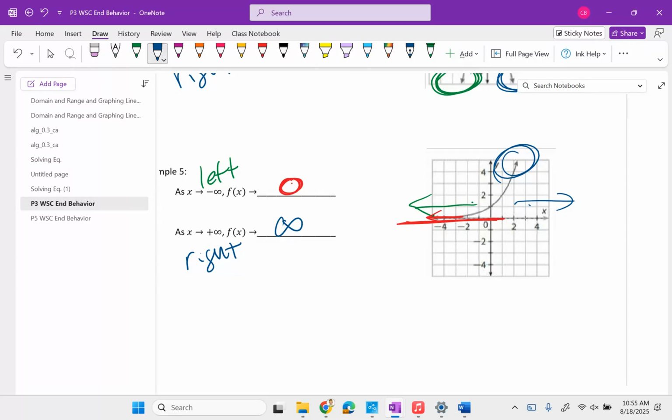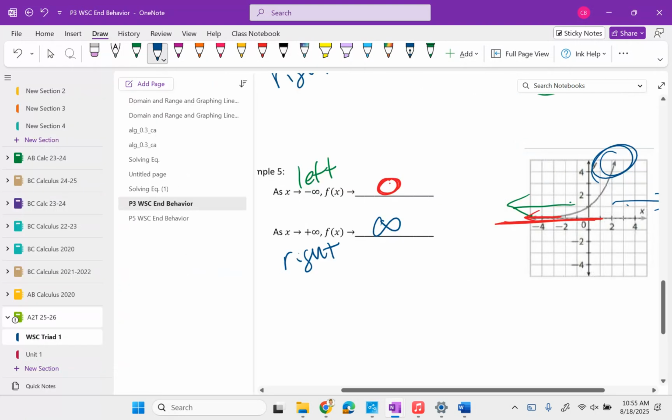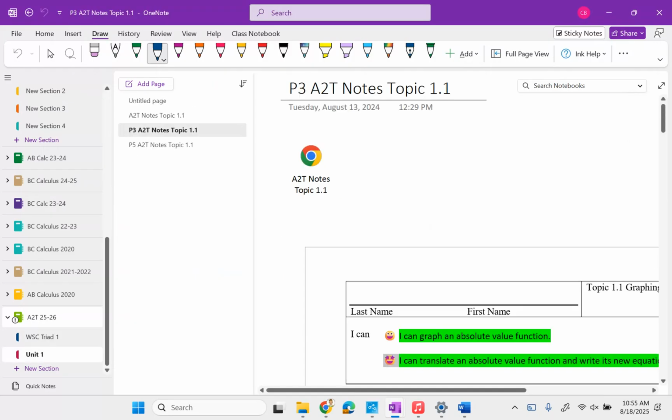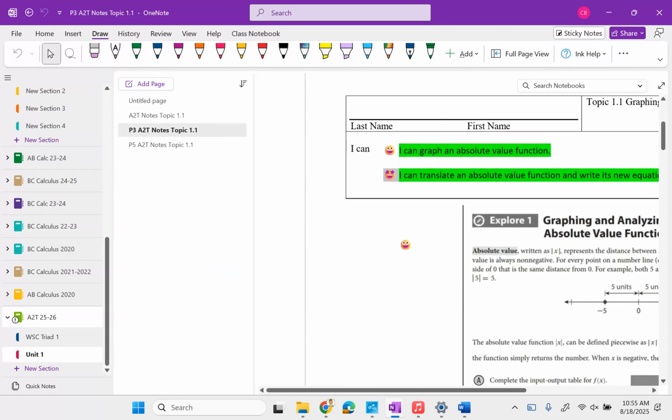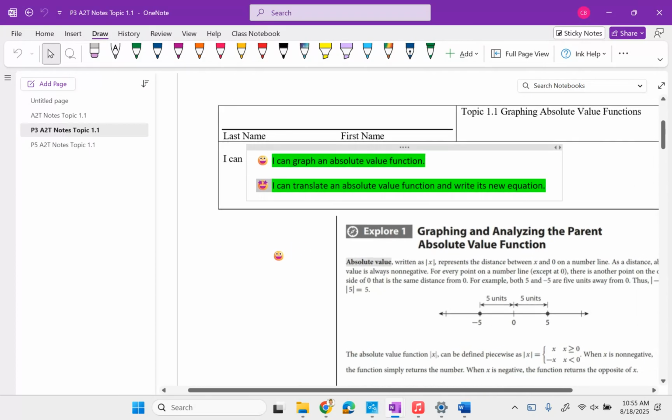All right, we're going to switch gears. Okay, so now you need the note page in front of you. Okay, so everybody put that note page that I passed out that was sitting on your desk in front of you. Okay, all right.